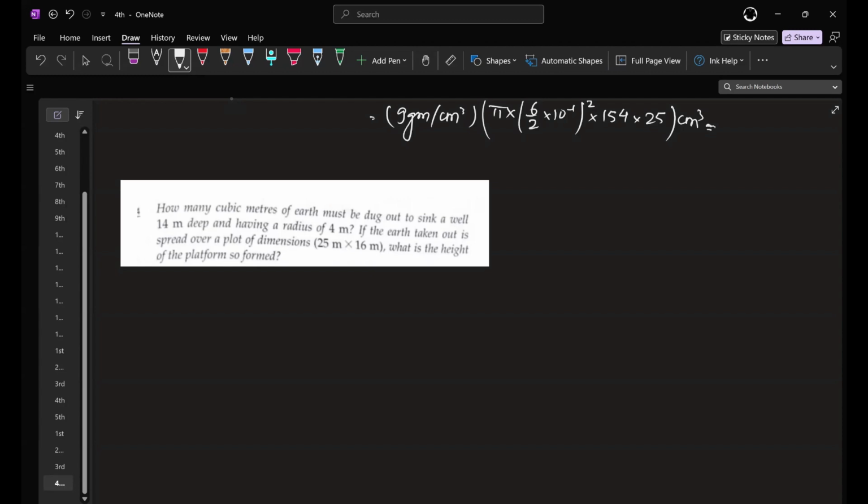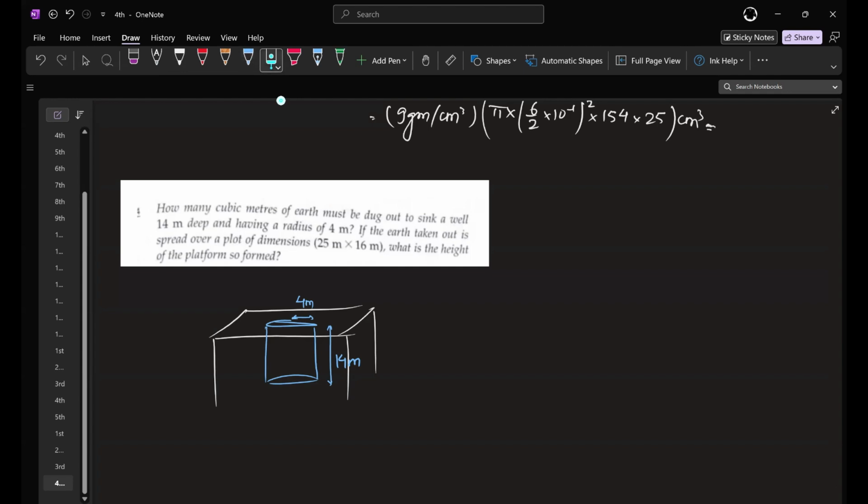So do we have to draw a rectangle and then take out a cylinder? Yeah, you can just assume that there is a ground, something like this. There is a ground from which you have to extract a well which is 14 meters deep and the radius is given as 4 meters. It means a cylinder you have to dig out.